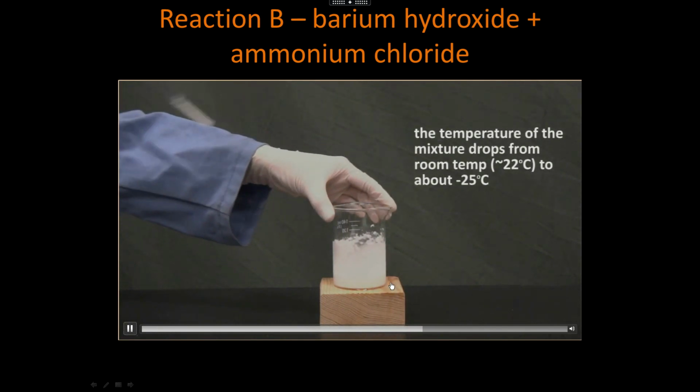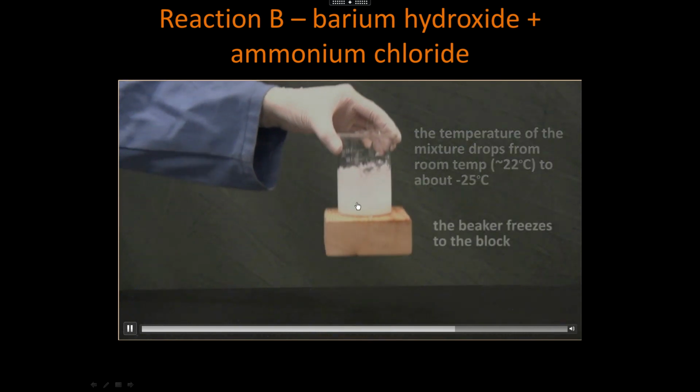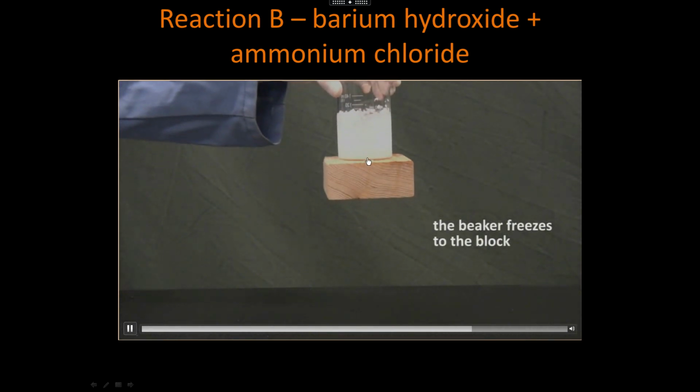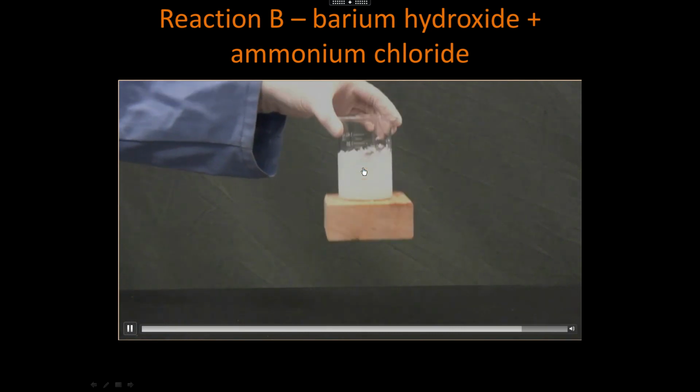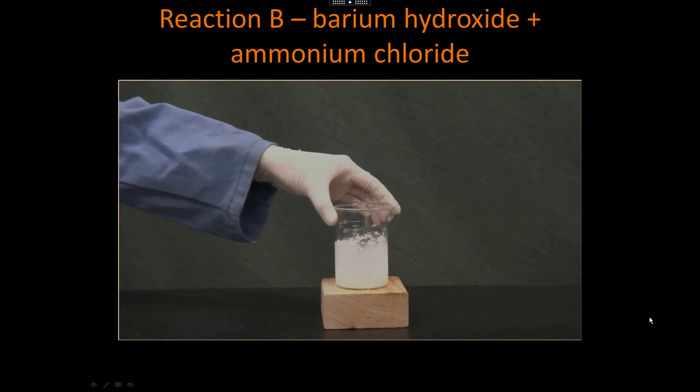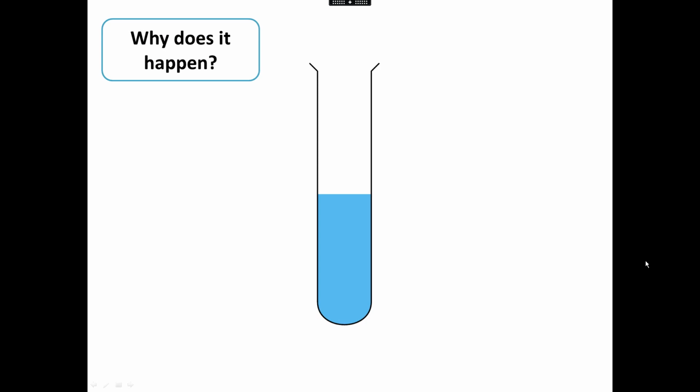Now the temperature drops. The temperature is going down, and that freezes the beaker to the block. So the water in between freezes, and that sticks them both together because it's getting very cold very quickly. Do we call that exothermic or do we call that endothermic? What would you say? It is endothermic. If the temperature goes down, it is endothermic.